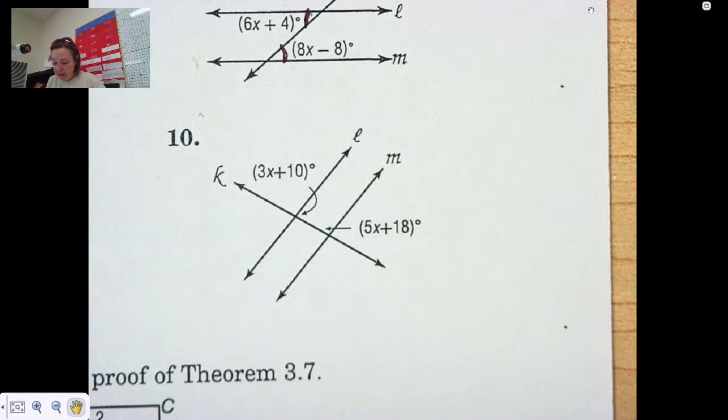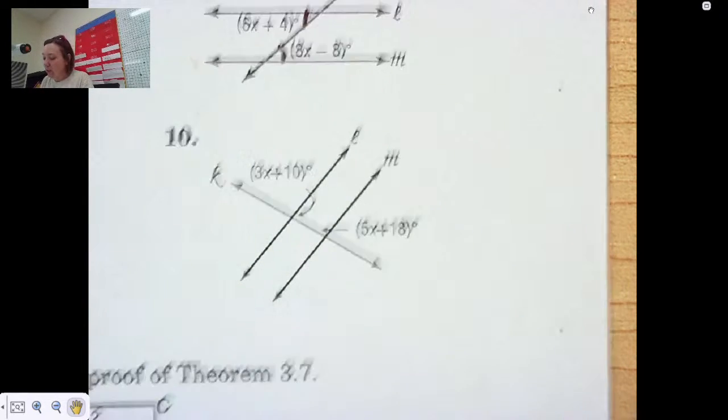Okay, look at number 8. Tell me what you think. You know what? Try number 8. Let's see if you can get it right. You try it and see if you can do it on your own.